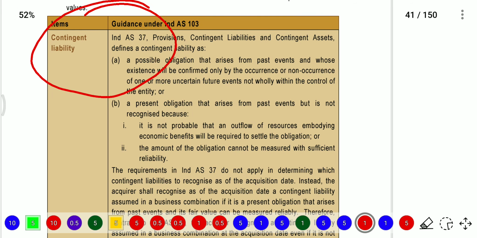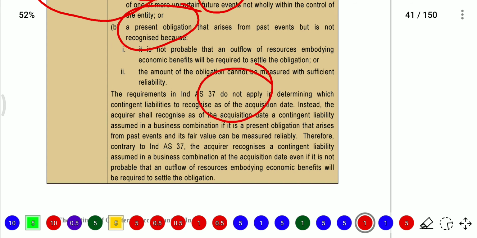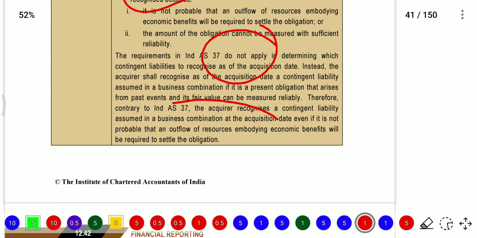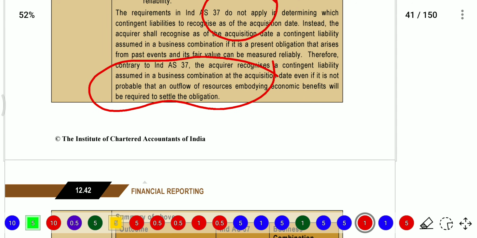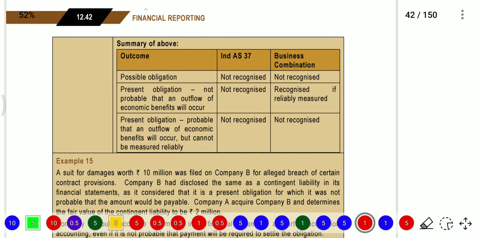A possible obligation means an obligation arising from past events whose existence will be confirmed only by the occurrence or non-occurrence of one or more uncertain events not wholly within the control of the entity. Here we will see two points: one is a possible obligation, another is a present obligation. So Ind AS 37 does not apply in the determination of contingent liabilities in a business combination. Under Ind AS 37, only when an outflow of resources is probable will the outcome be provided.